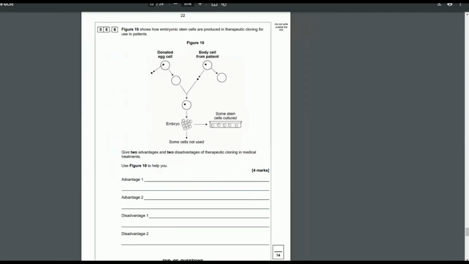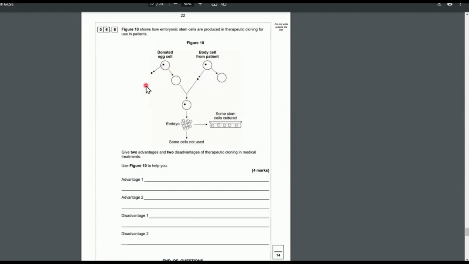Thank the Lord. 6.6 figure 10 shows how the embryonic stem cells are produced in therapeutic cloning for use in patients. So we take a body cell from the patient, you're sick with something, right? We take your cell, we chuck your cell away. We don't want all your cytoplasm and your ribosomes and your mitochondria. We don't need that. We just want the nucleus with your DNA of the patient. That's all we want. Then we're going to get an empty egg cell. We're going to trick it into thinking a sperm has gone into it. We're going to make it think it's been fertilized.